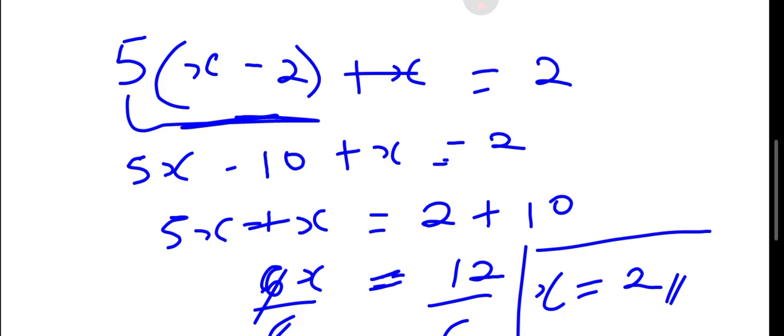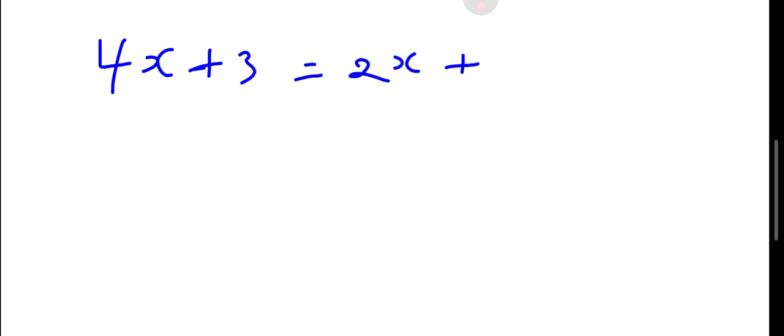So let's dive more into more complex questions. So you can also have a question where you have variables on both sides. So for the start, let's look at this question. 4x plus 3 is equal to 2x plus 9. So you have variables on both sides.